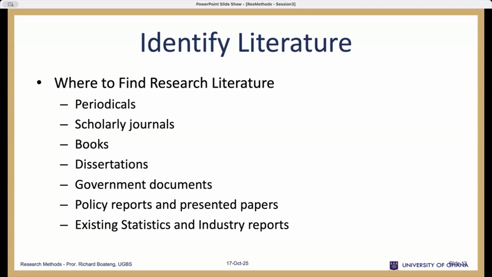Now we find literature in periodicals, scholarly journals, books, dissertations, government documents, policy reports, presented papers like conference papers, and statistics like from World Bank and Ghana Statistical Service. But all of them play a key role. If I'm making arguments in my work, I will take them from scholarly journals. And if I want to explain a concept, I'll take it from scholarly journals and books.